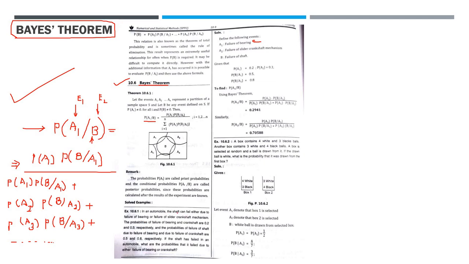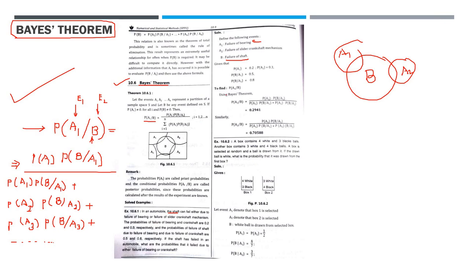So here this is the shaft. The shaft is the total event. Out of that there are two sub events, A1 and A2. There is a failure of the shaft, so B is the total event, and out of that we have A1 and A2. These are the events that may occur because of the failure of the shaft. The failure of the shaft may occur because of the failure of the bearing, and it may occur because of the failure of the slider crankshaft mechanism. So we have denoted that. B is our total, this is our A1 event, and this is our A2 event.